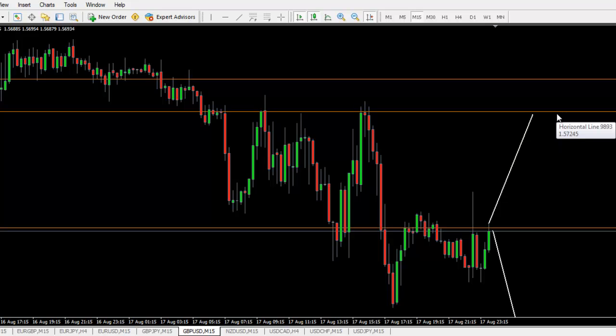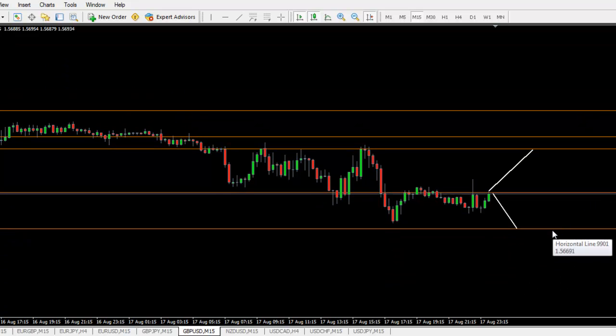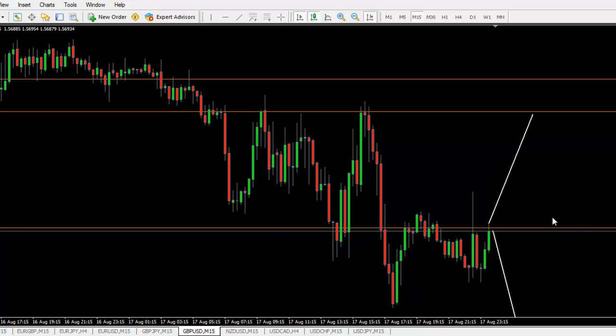First, our immediate areas, 157.24, then 157.33, and 156.69. So we want to keep those in mind.